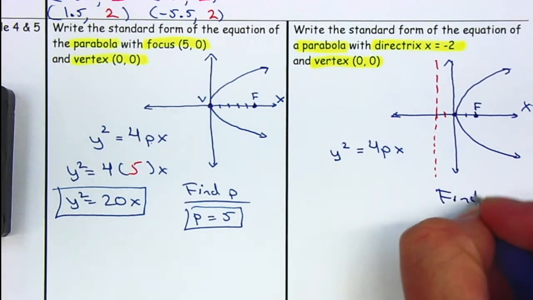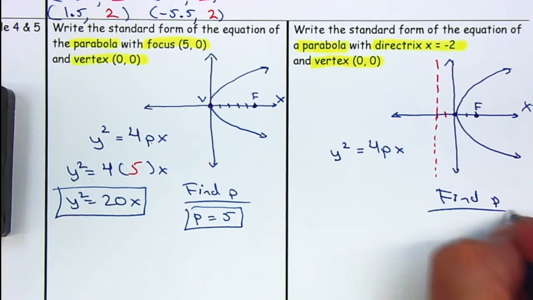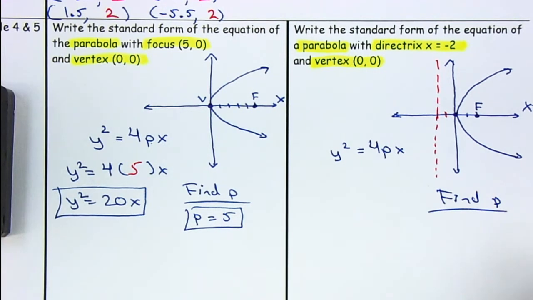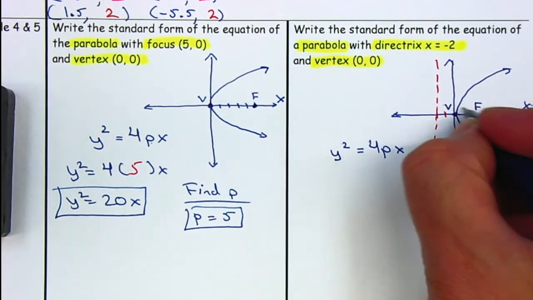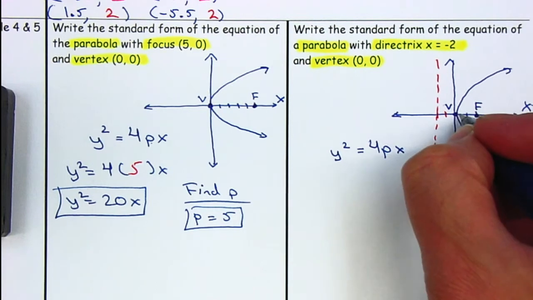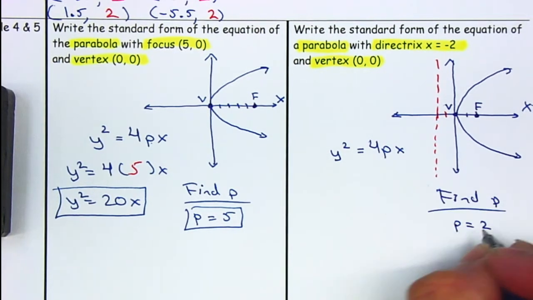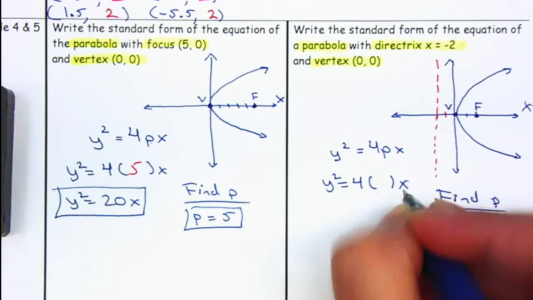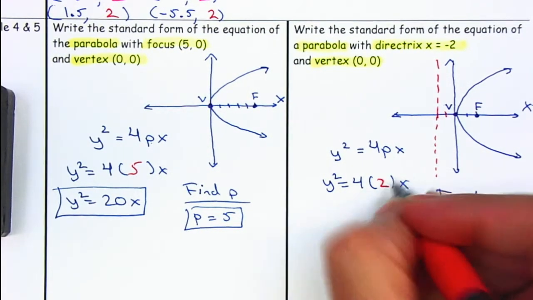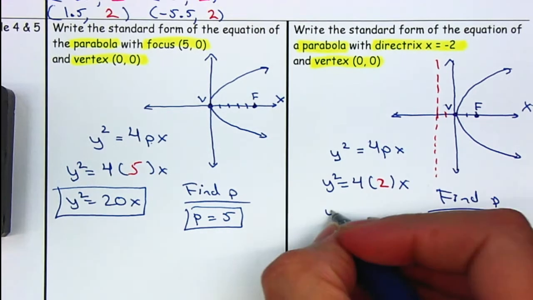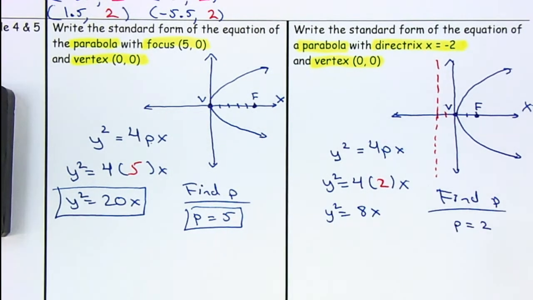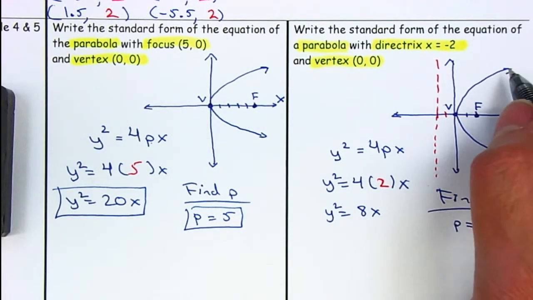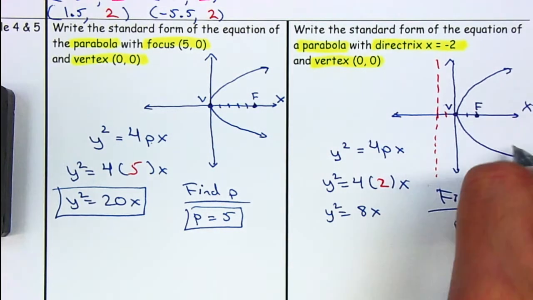To find p, you can use the distance formula, or we can just count how far my vertex is away from my focus, which is 2. So p is equal to 2. And I just plug it in. Y squared is equal to 4, but instead of the p will be a 2. Y squared is equal to 8x. Remember, one of the last things that you want to remember is that if it's facing to the right, it should be positive.